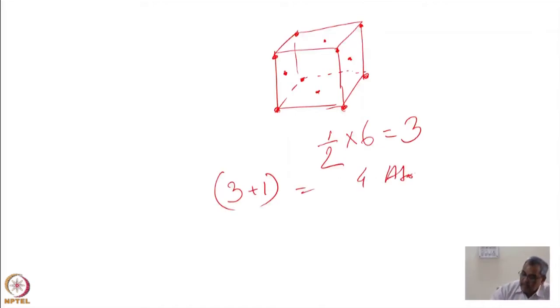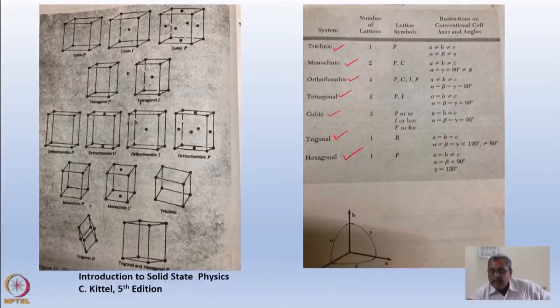So not only do I have the primitive cubic unit cell, but you have simple cubic, face centered or body centered. The way we define a cubic cell is A equal to B equal to C, and all of the angles are 90 degrees. When you go slightly off from here, A is equal to B, not equal to C, that is tetragonal. A is equal to B but not equal to C, all three angles are 90 degrees.